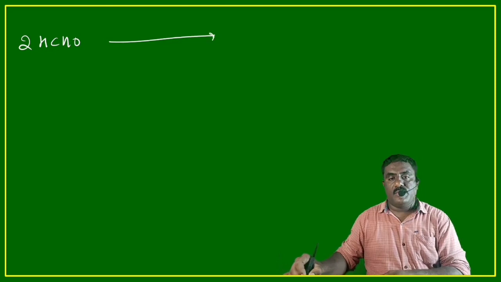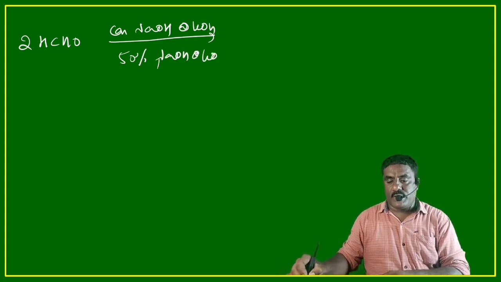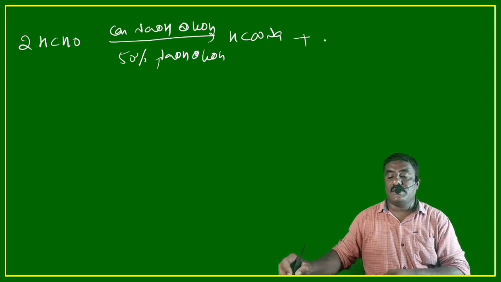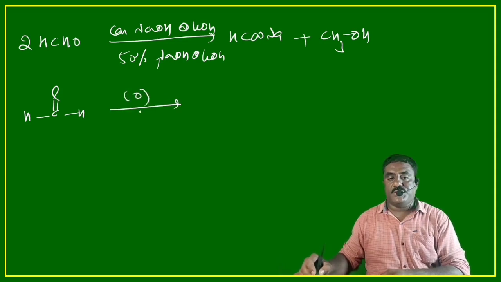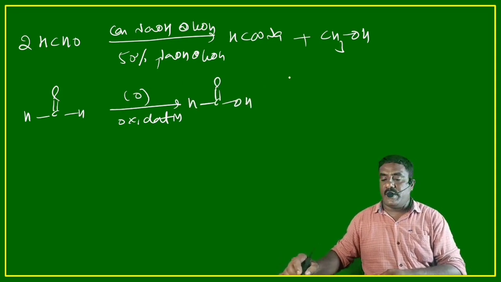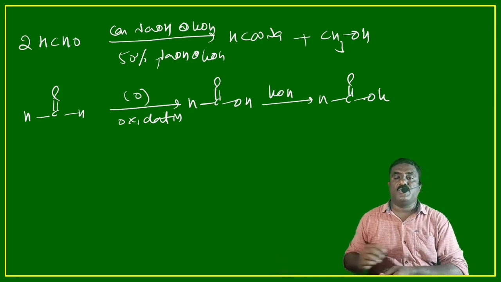Let's take an example: 2 moles of formaldehyde in the presence of a strong or concentrated base, potassium hydroxide or sodium hydroxide, or 50% potassium hydroxide or sodium hydroxide. One of the aldehydes is converted to the salt of carboxylic acid, and another is converted to alcohol. With oxidation, HCHO forms an acid, and in the presence of KOH, base, it gives HCOOK, the potassium carboxylate salt.